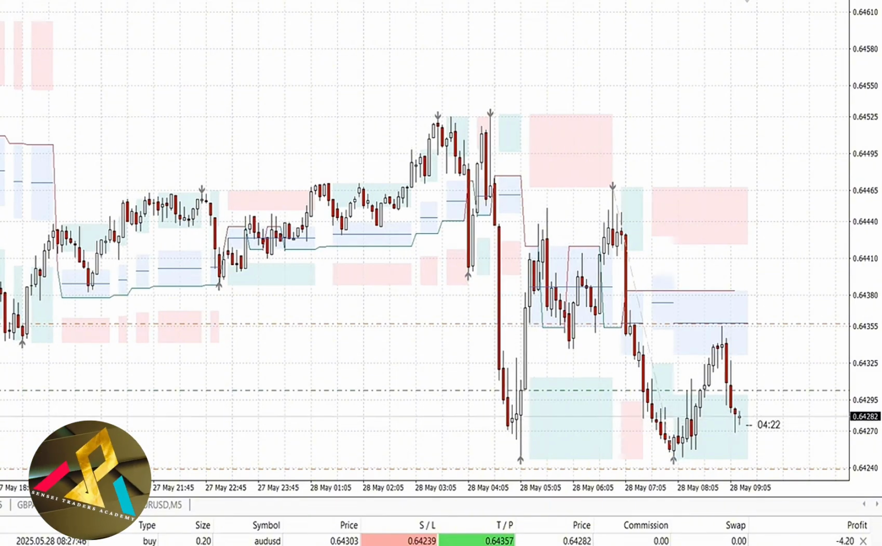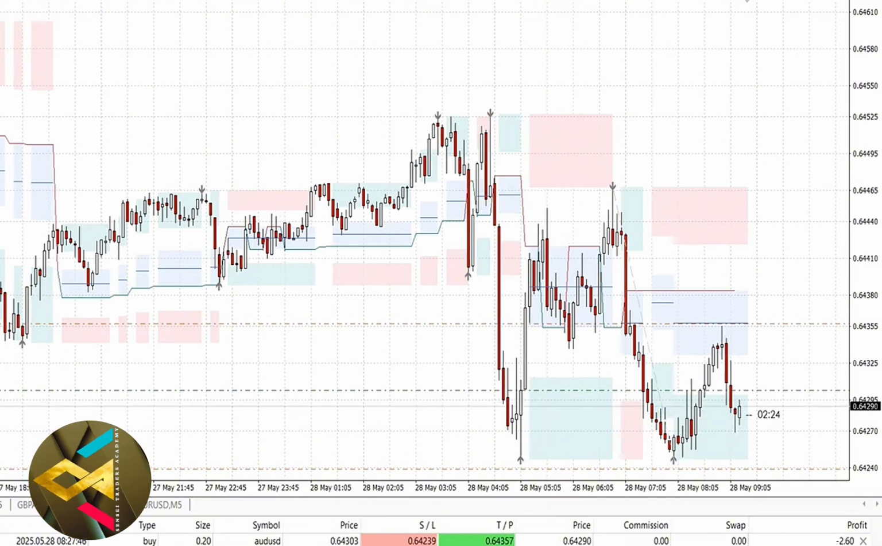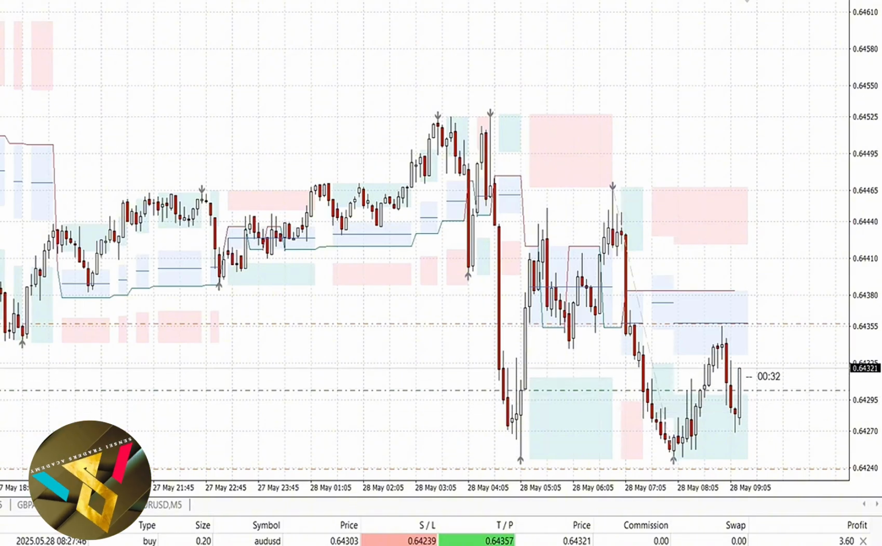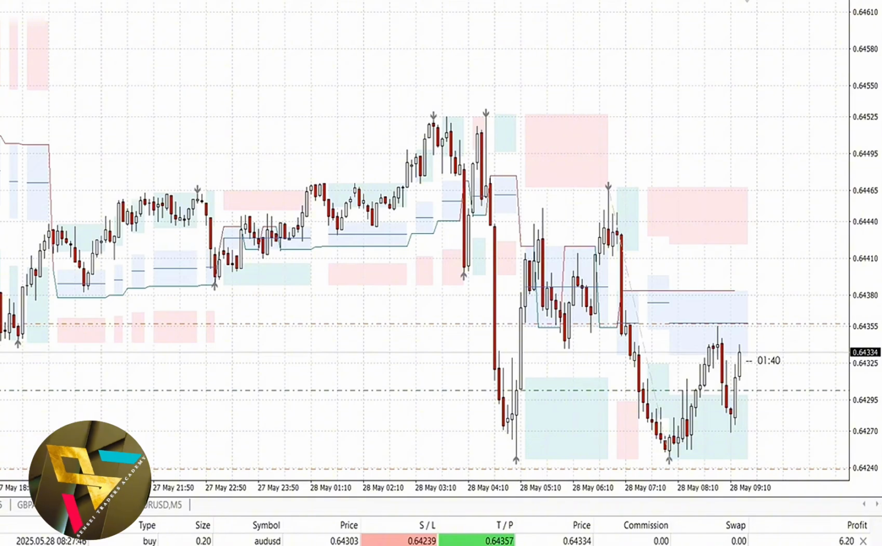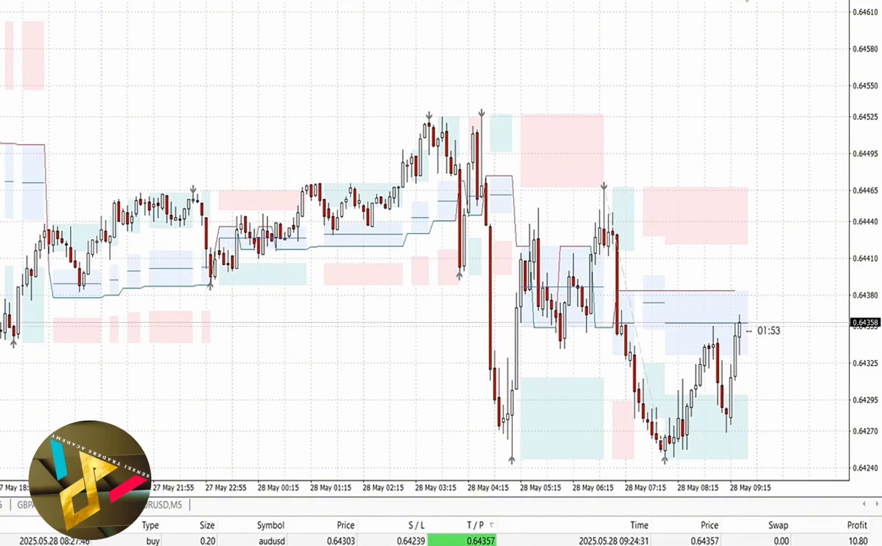It makes the setup clear, the entry simple, and the exit flexible. So now we'll patiently wait and see how this trade plays out. Don't go anywhere. I'll show you the final result in just a few moments. And we won this trade. As you can see on the screen, our buy position hit the take profit level beautifully.